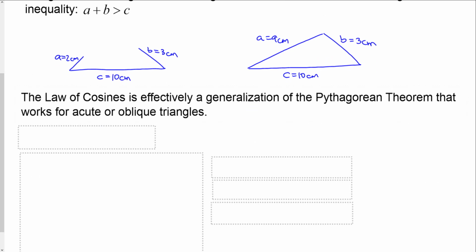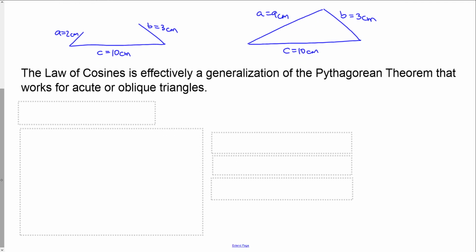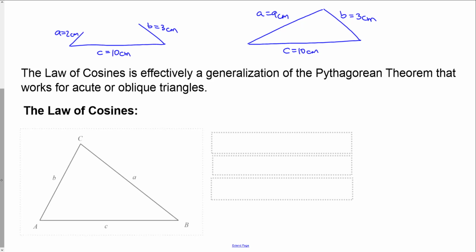The law of cosines is effectively a generalization of the Pythagorean theorem that works for acute or oblique triangles. And when you see the formula for it, you'll understand what I am referring to here. So for instance, the law of cosines, when applied, works for oblique or acute triangles. I'm just going to draw this in as an acute triangle. Notice how the side length A, for instance, has angle A opposite. B is the same situation as well as C.